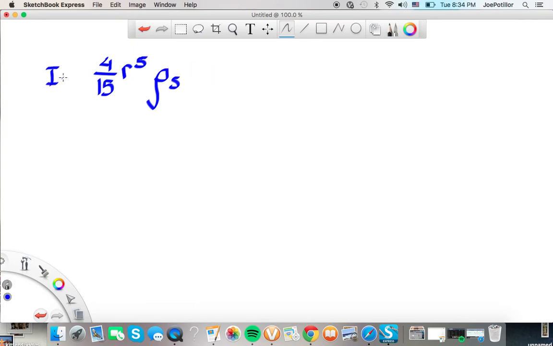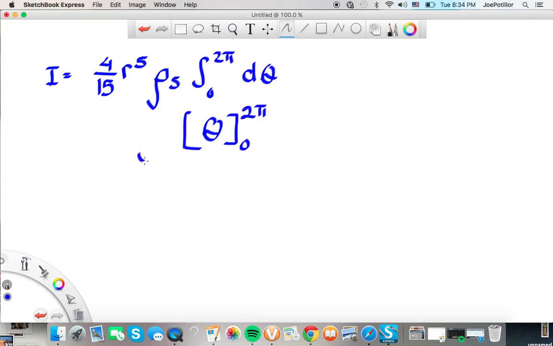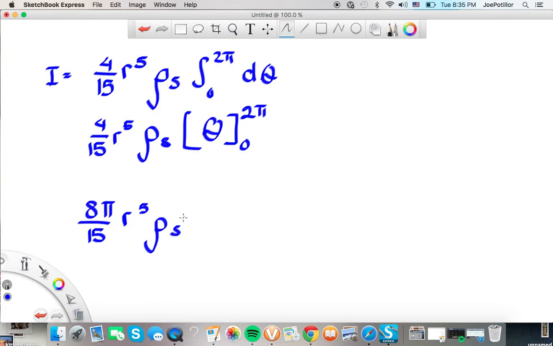And lastly, we're doing the last piece of this integral here. It's the integral from 0 to 2 pi of d theta. That is a very simple integral to do. So this is theta from 0 to 2 pi times the density of the sphere times 4/15 r to the 5th. And so plugging in 2 pi, it ends up being 8 pi over 15 times r to the 5th times the density of the sphere. Right. So far, not looking too good. Looks kind of ugly. But now we can simplify it.